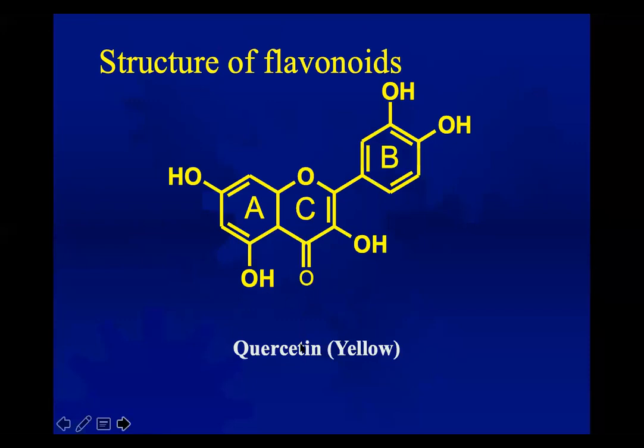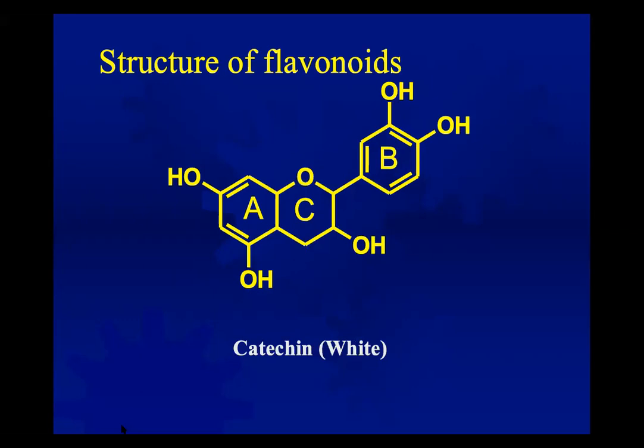So quercetin is a yellow color compound. This is a very famous polyhydroxyl flavonoid. It contains 1, 2, 3, 4, 5 hydroxyl groups and is a powerful anti-cancer, as well as powerful antioxidant compound. Catechin is white. Here there is no oxygenation, but all other structural positions or structural diversity are the same in quercetin and catechin.